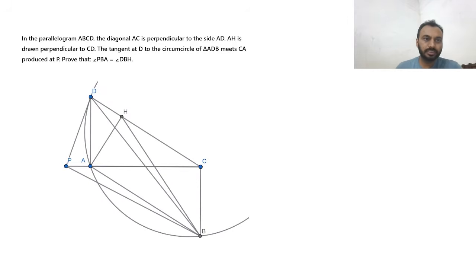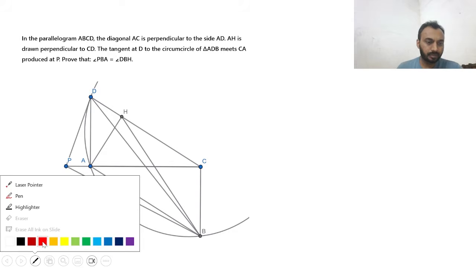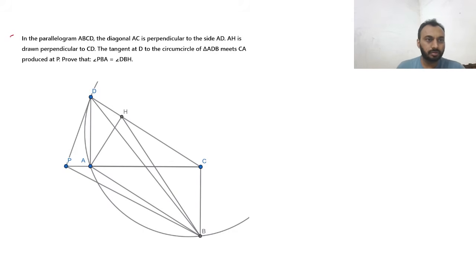Hi guys, so this is question number 5 of an MTC Stage 2 Junior. We will try to solve this question with the help of 9th and 10th geometry, especially without the use of trigonometry. What we have given here: ABCD is a parallelogram.